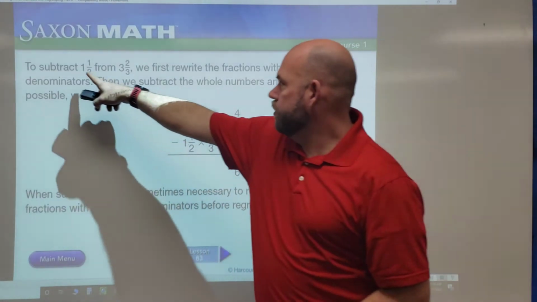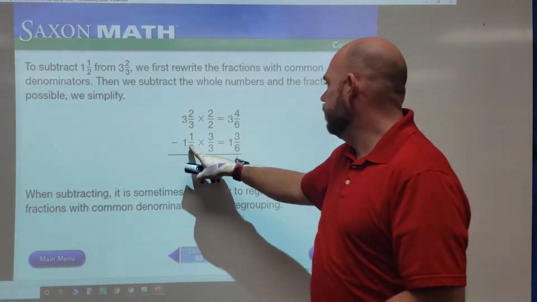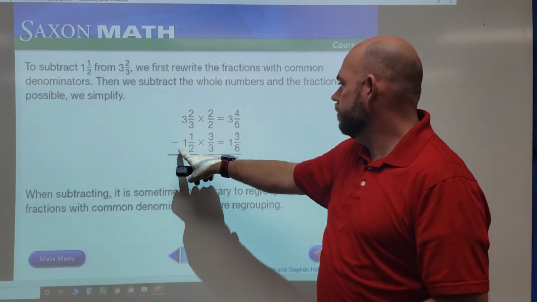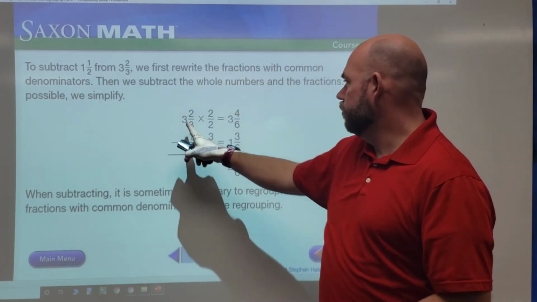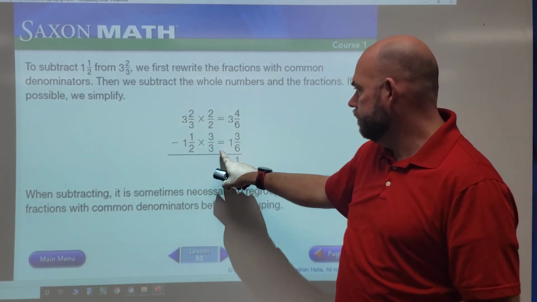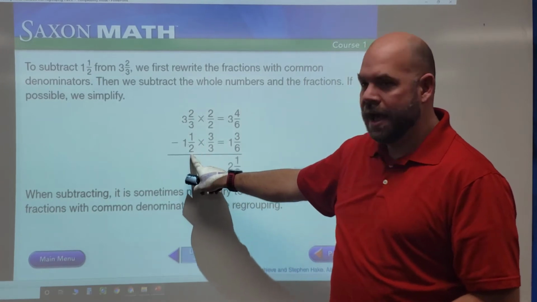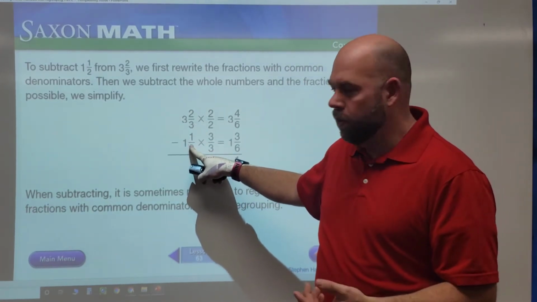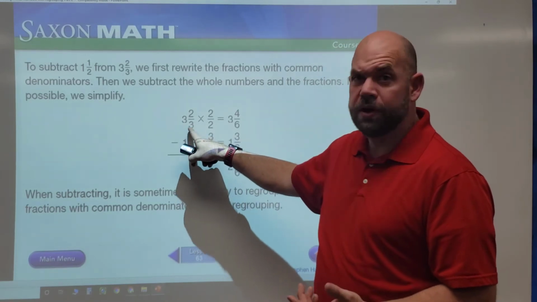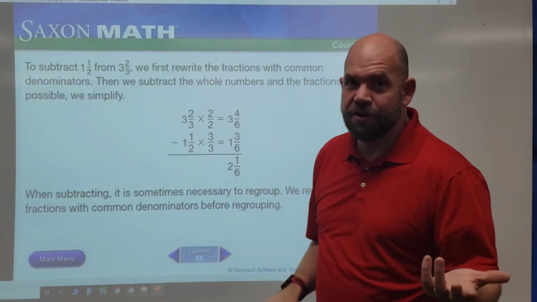So here, if we subtract 1 1/2 from 3 2/3, all we're going to do is rewrite the fractions with common denominators. So we'll keep the whole numbers the same, 3 and 1. We'll take 2/3 and 1/2. Those don't have a common denominator, so we have to think, what do they both go into? Well, we know if we multiply them, we can have a number they both go into.